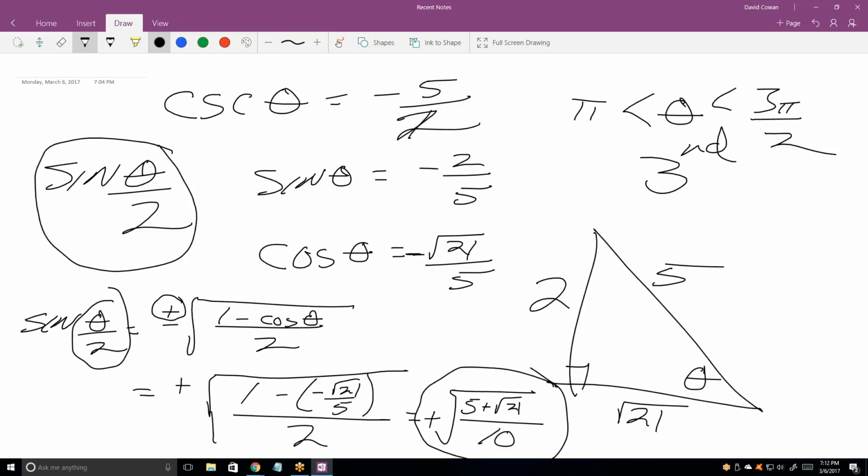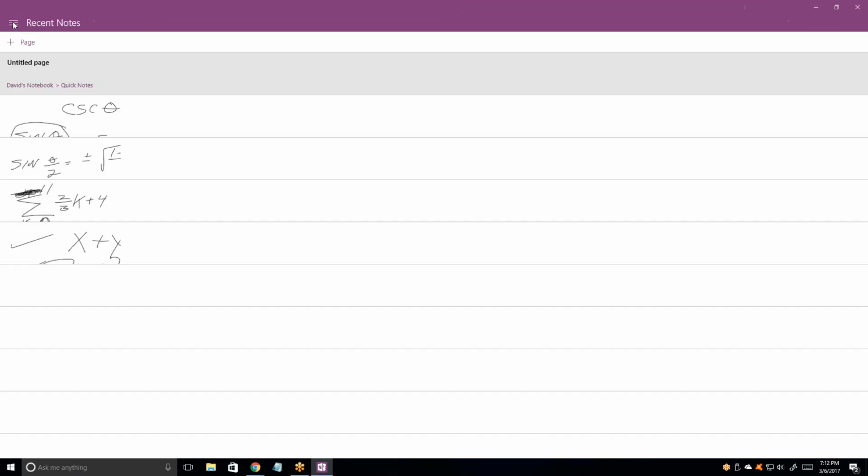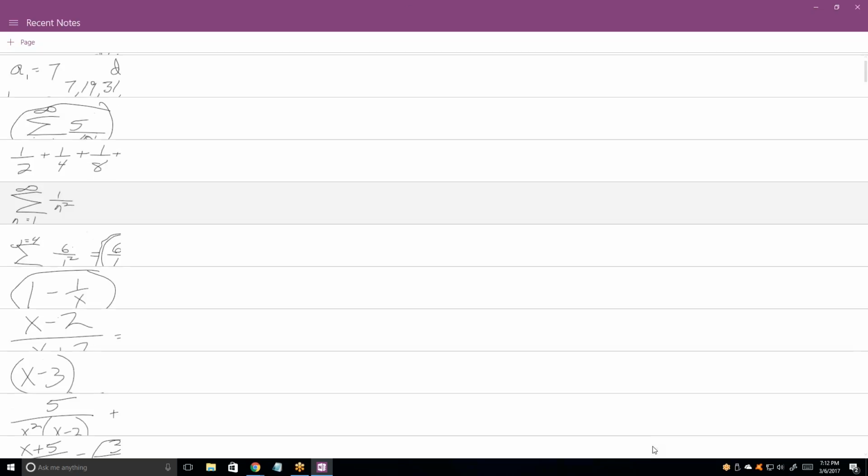All right, what else do you got? So using the same cosecant and same quadrant for theta, find cosine of 2 theta.